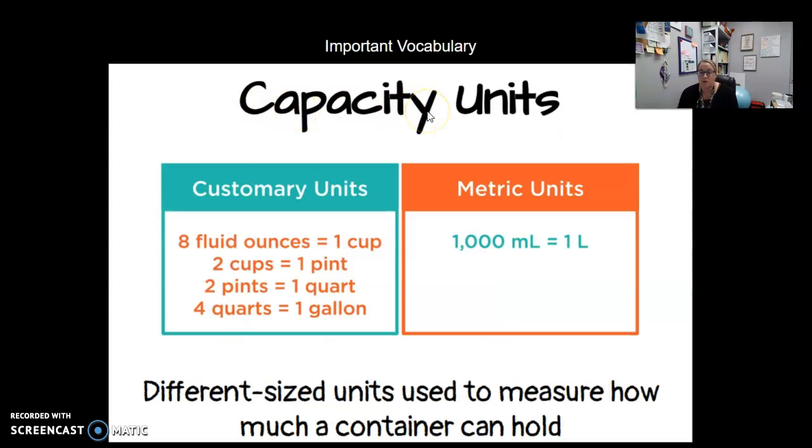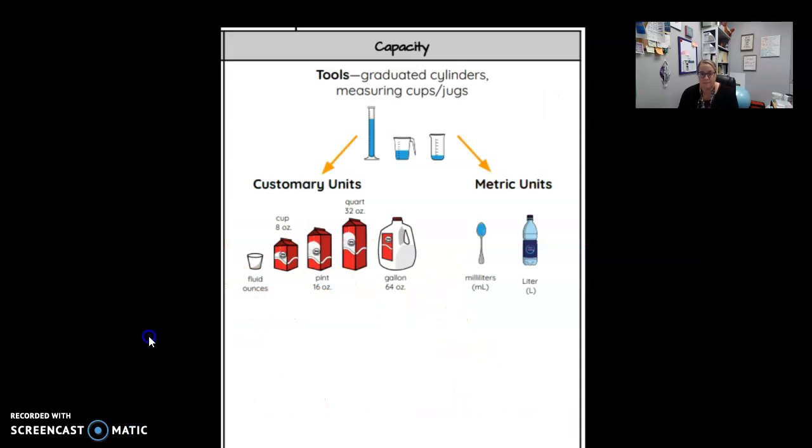So there's different units of capacity. Our customary units, the units we use in the United States, we have fluid ounces, cups, pints, quarts, and gallons. The metric units, what they use in the rest of the world, they have milliliters, which is mL, and they have liters, which is L. So capacity units, they're the different sized units to measure how much a container can hold. And we're going to look at different examples of those in a minute.